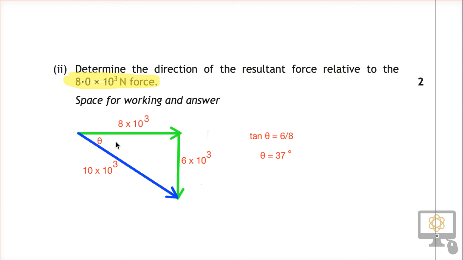But in closing, just to reiterate, the important thing here is that we're measuring our resultant force in relation to this 8 times 10 to the 3 Newton force. So that's this angle. It's not as a bearing from north or anything else. That's what we must do to get the full 2 marks.